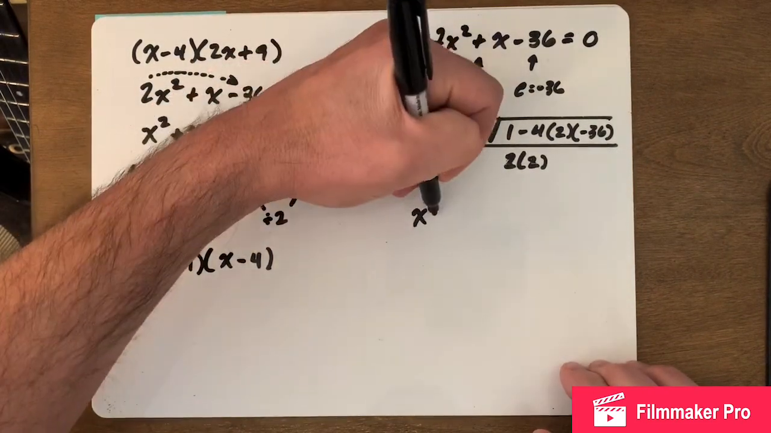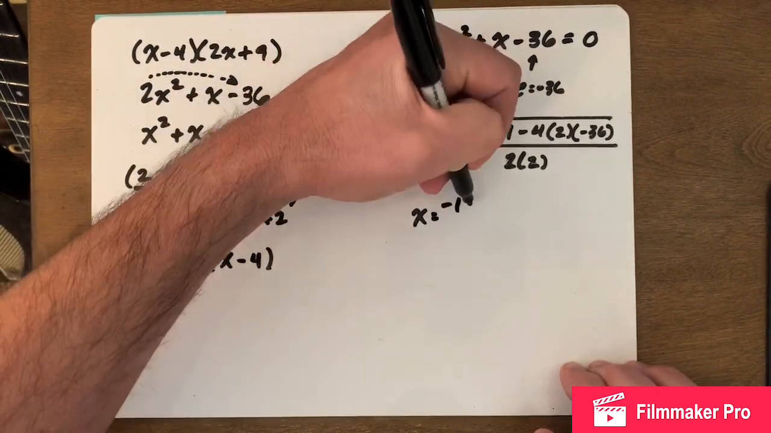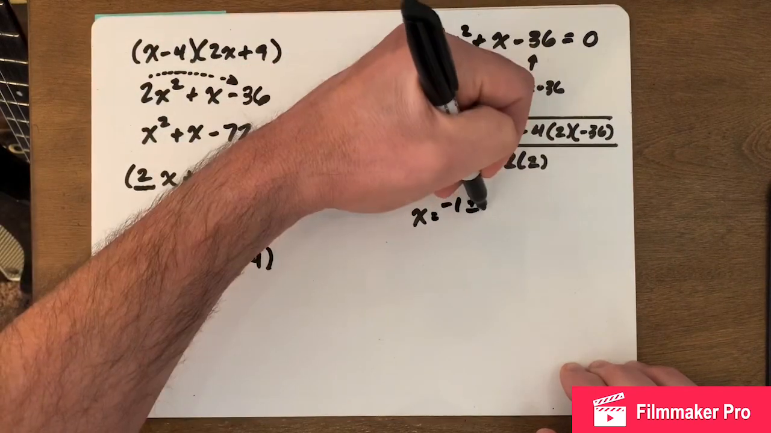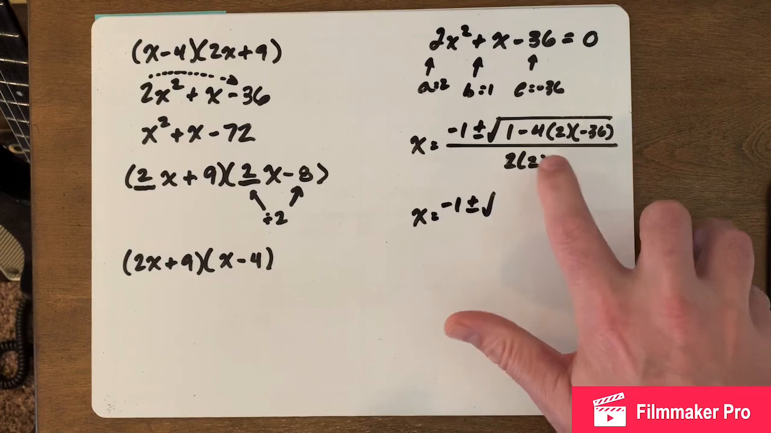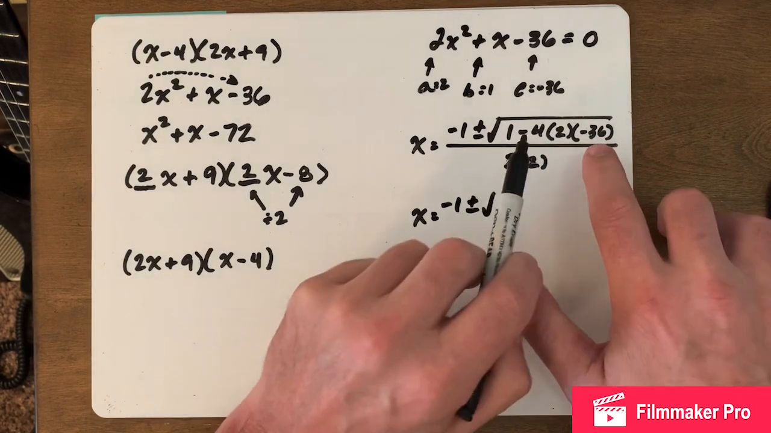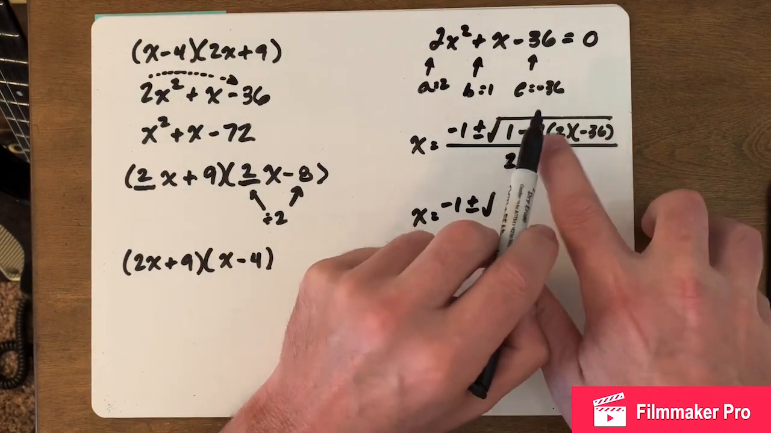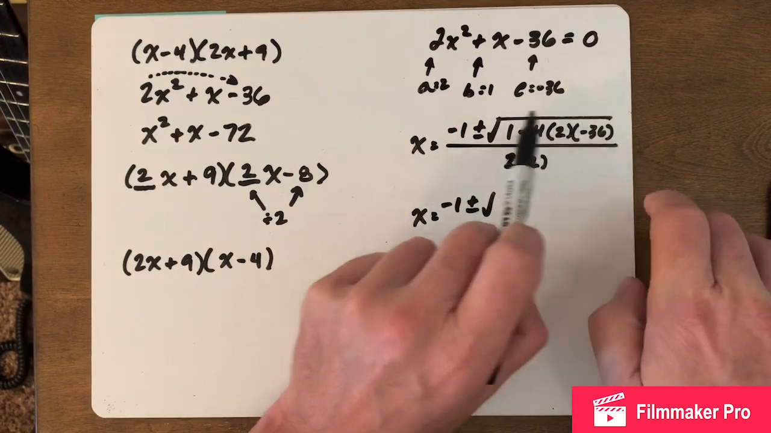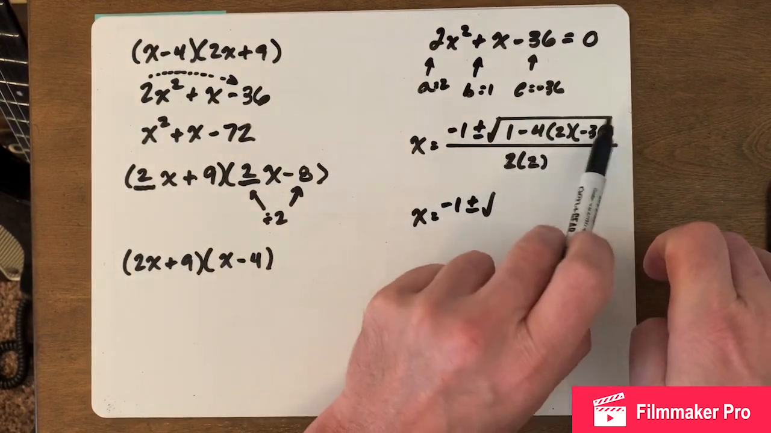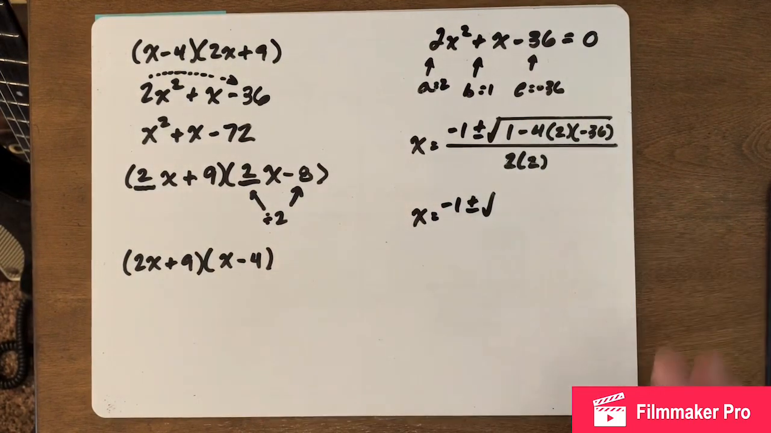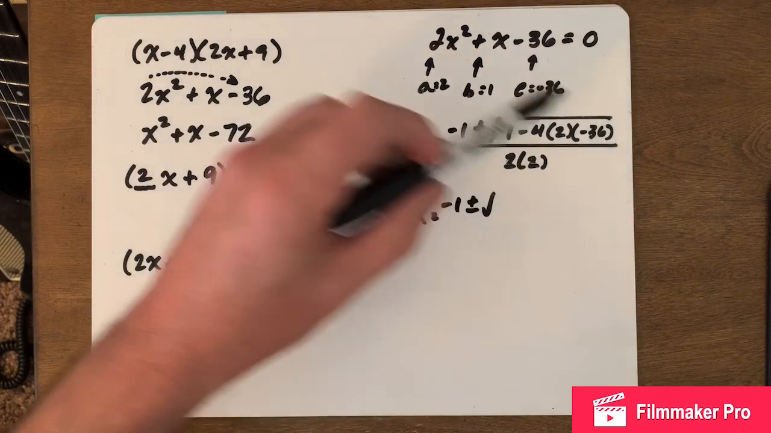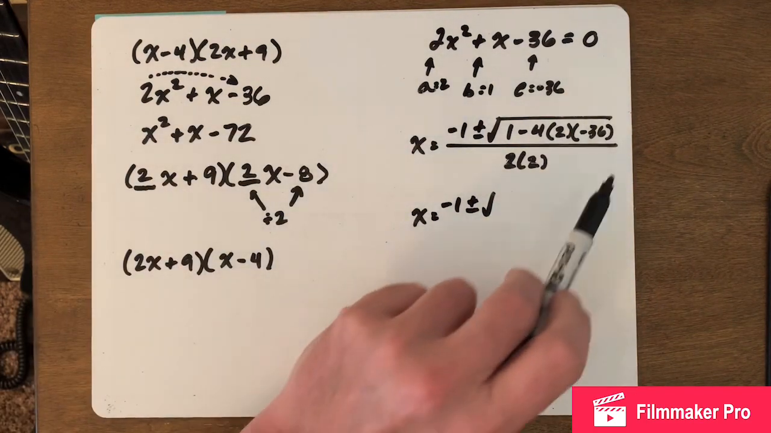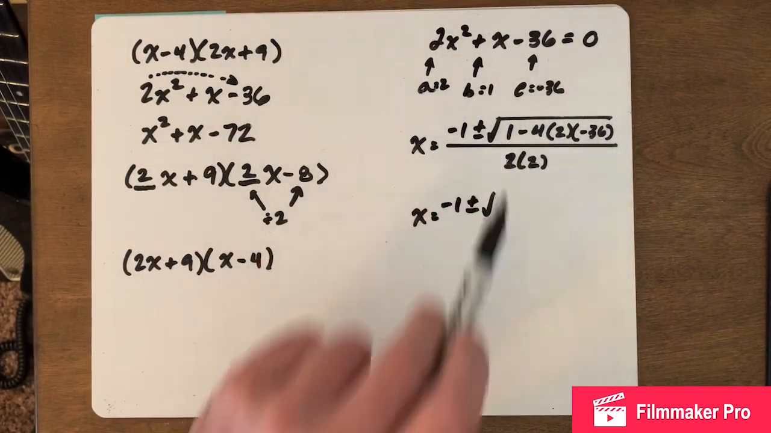X is going to be equal to negative 1 plus or minus the square root of... Now, 4 times 2 times 36 is really 288. These two negatives are going to cancel out and add to the 1. And it's really all of this, we call that the discriminant. All of that is going to be 289 when you get done. The reason why I'm skipping these steps is because I don't have enough room on this whiteboard to fit it all in here. But we can do this easily on a piece of scratch paper.